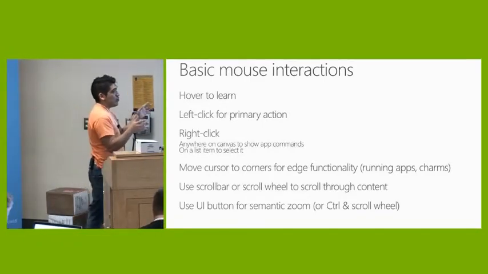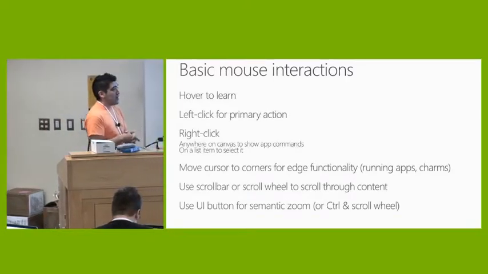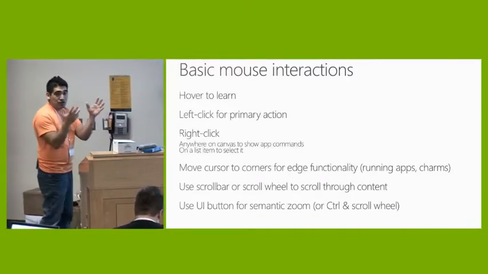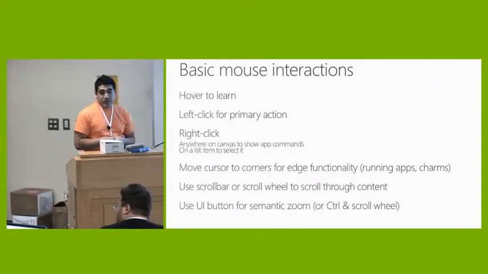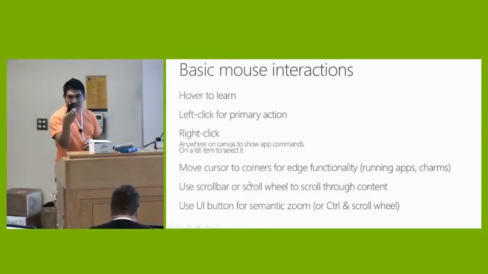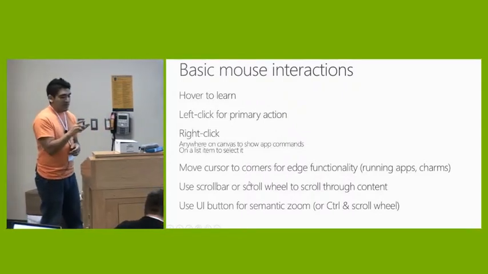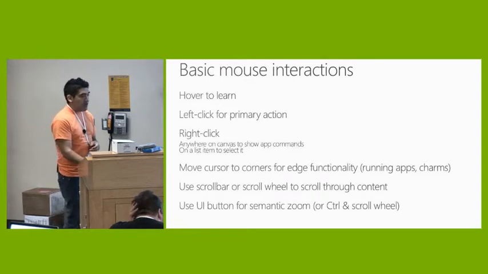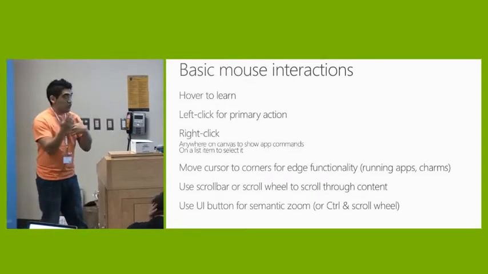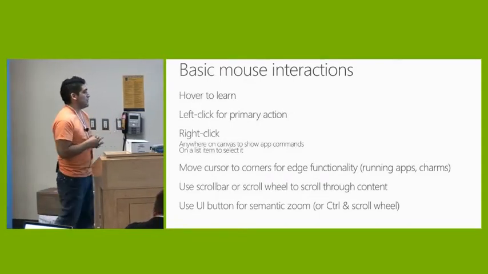Moving the cursor into the corners, again, just make sure that you're being careful, that you know what they do. They show you the running apps. They show you the charms. Using the scroll wheel, this is actually a big one, is on a mouse, especially these new mice that are coming out, which are like touch mice. It's very easy for people to accidentally hit the scroll. So I always recommend just ensure you leave it as default. Don't try and use the scroll in a mouse to do specific things.